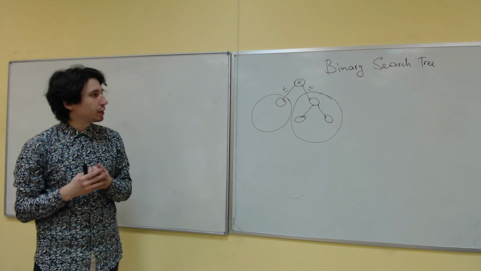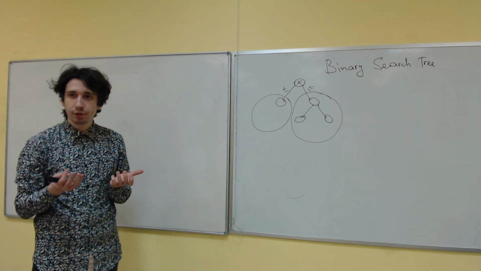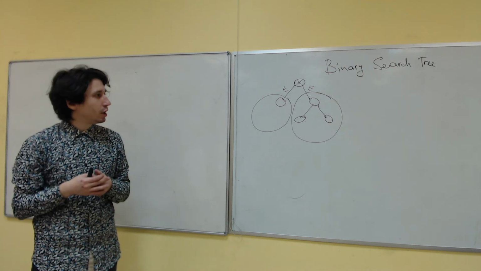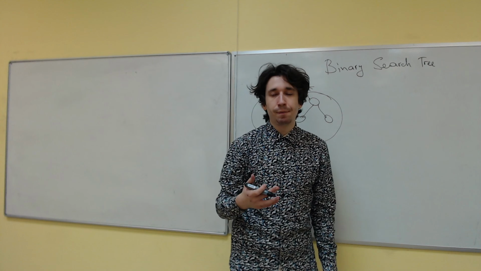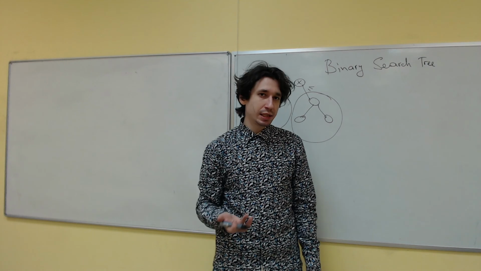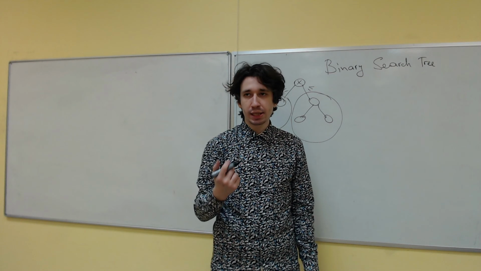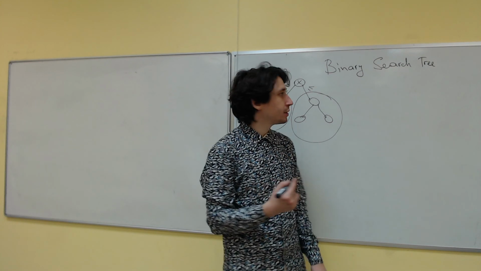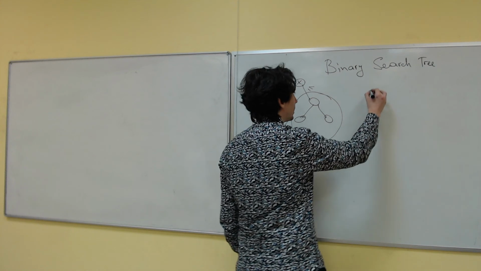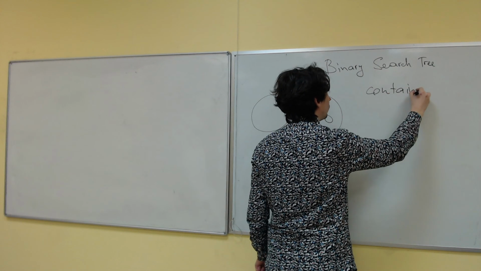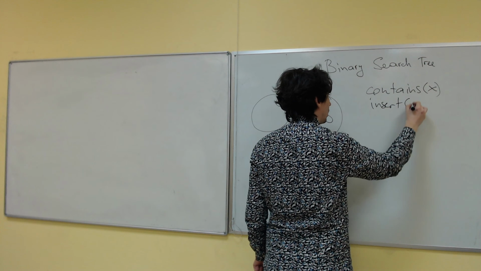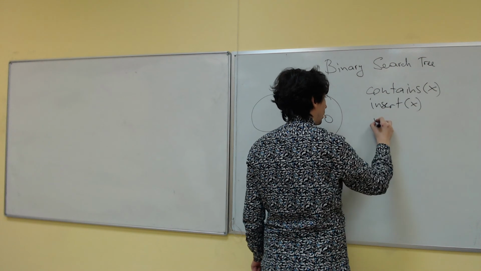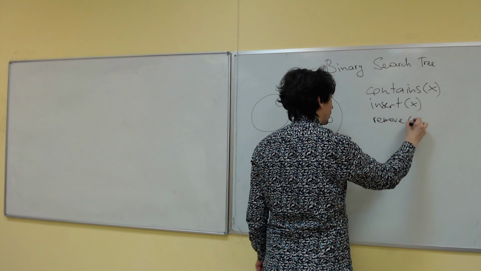The question though, do you need an example of the tree? Well, we could start. Typically a binary search tree implements the set interface, and the set interface has three operations: contains x, insert x, and remove x.